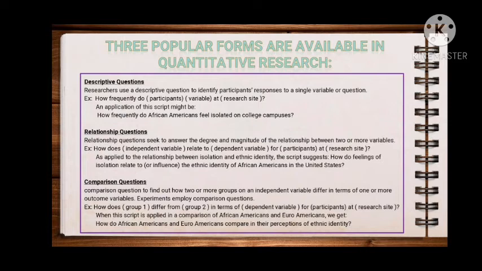And the second form is relationship questions. Relationship questions seek to answer the degree and magnitude of the relationship between two or more variables. The question can be, how do feelings of isolation relate to or influence the ethnic identity of African Americans in the United States? And the third form is comparison questions.